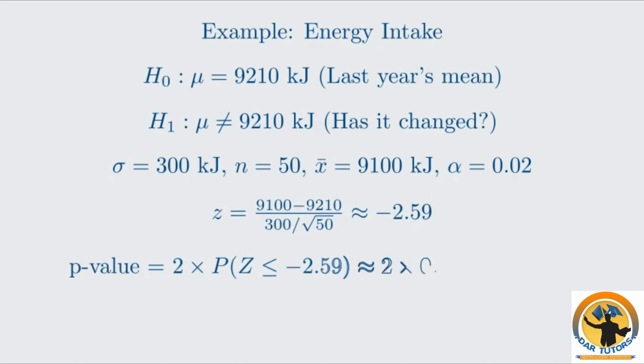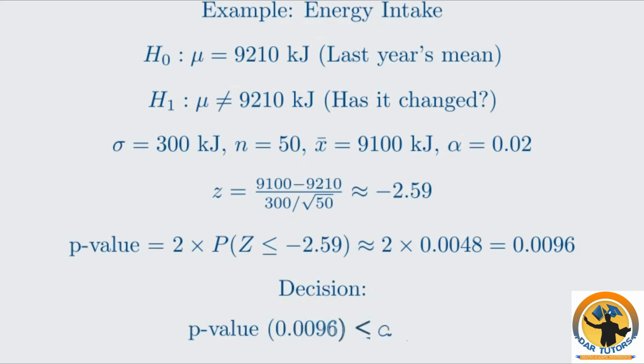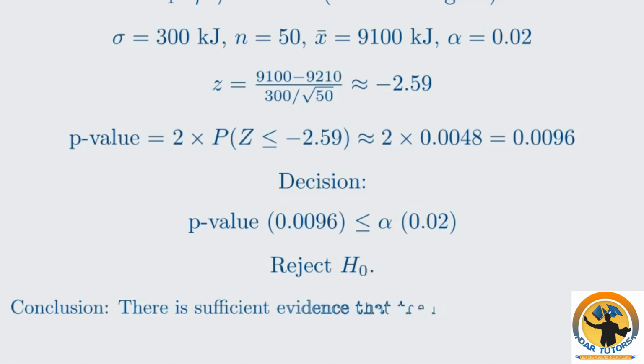Since this is a two-tailed test, the p-value is twice the area in the tail corresponding to our negative z. So 2 times the probability of z being less than or equal to -2.59. This gives us a p-value of approximately 0.0096. Now we compare our p-value of 0.0096 to our significance level alpha of 0.02. Since 0.0096 is less than 0.02, we reject H0. This means there is significant evidence at the 2% level to conclude that the mean energy intake has indeed changed from 9,110 kilojoules.